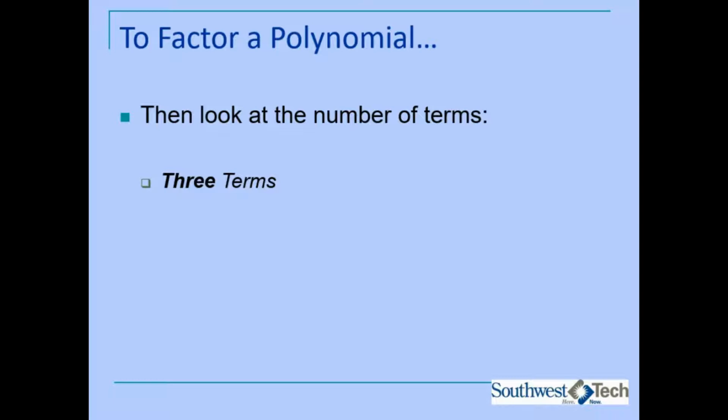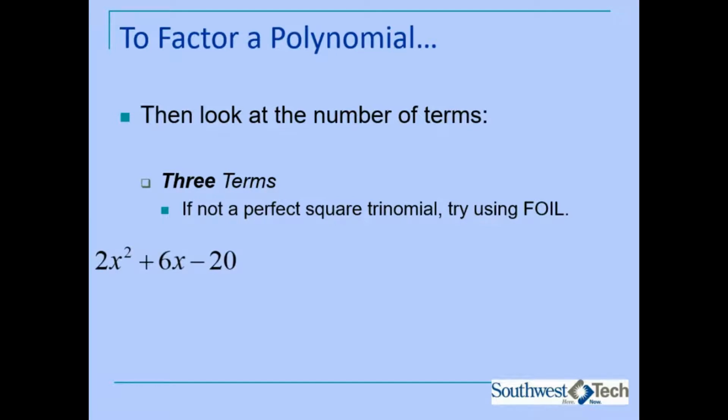If the 3-term polynomial does not meet the criteria for a perfect square trinomial, as we just saw in the last screen, then we try using the FOIL guess and check method for factoring. In this polynomial here, we start by factoring out the largest common factor, which we see is 2. There are 3 terms remaining, but they're not a perfect square trinomial because negative 10 is not a perfect square. This means we move on to factoring it into binomials.